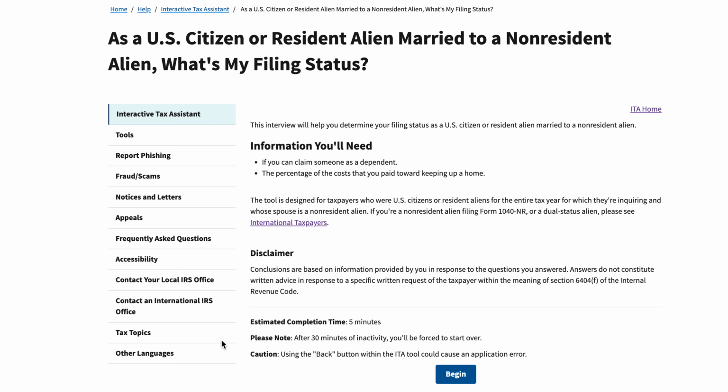We'll be going over the IRS Interactive Tax Assistant tool that helps U.S. citizens and resident aliens who may be married to a non-resident alien determine what their tax filing status is. So you don't really need much information. You need to know two things. One, whether or not you can claim someone as a dependent on your income tax return, and two, the percentage of the costs that you paid toward keeping up a home.